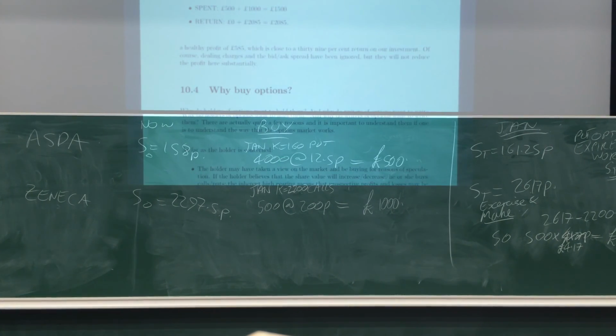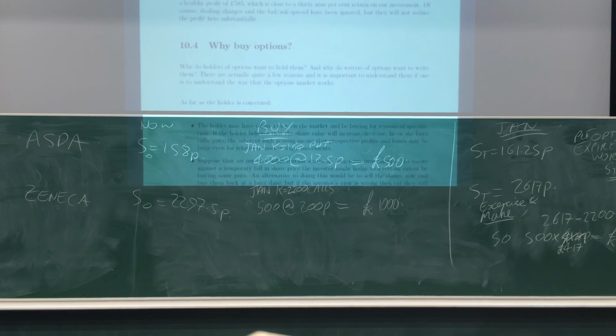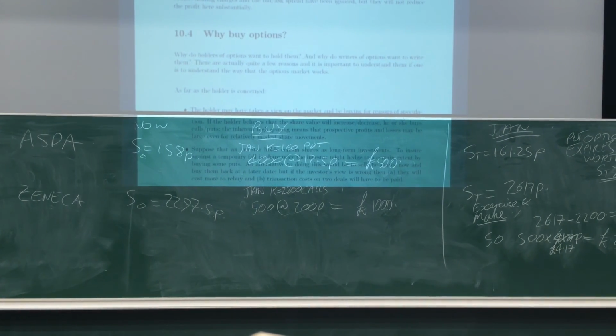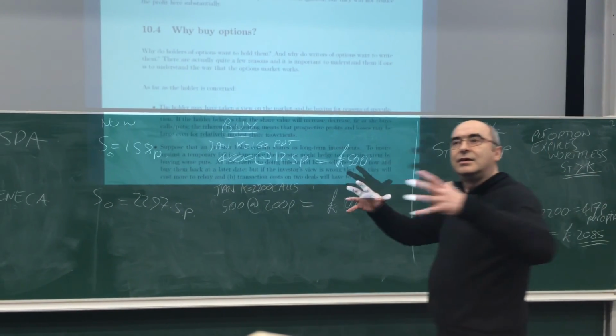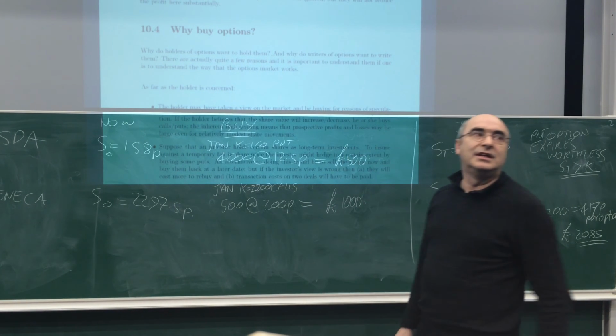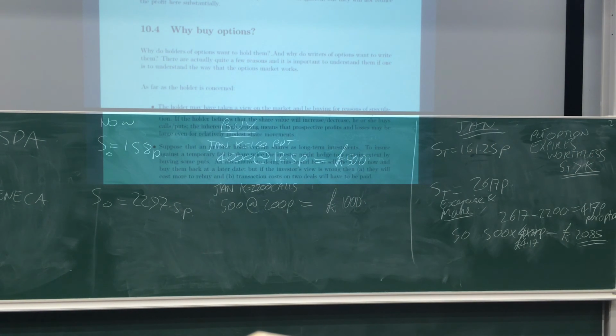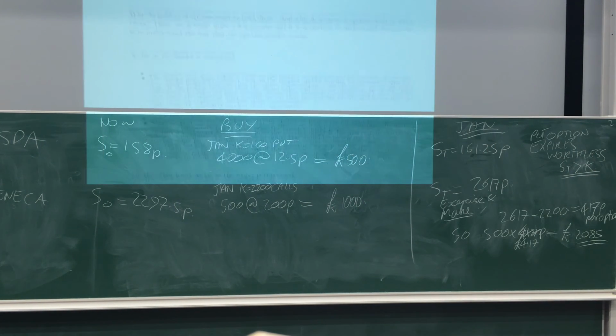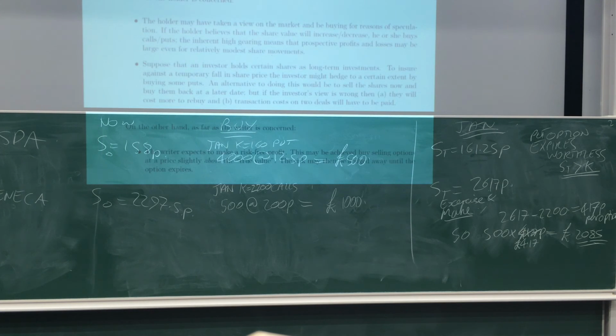So that shows you that options are quite magnifying, they gear your initial investment quite a lot, which is why they're superficially appealing to psychopaths who like trading and making lots of money. But the consequences are you can lose absolutely everything that you invest as well.